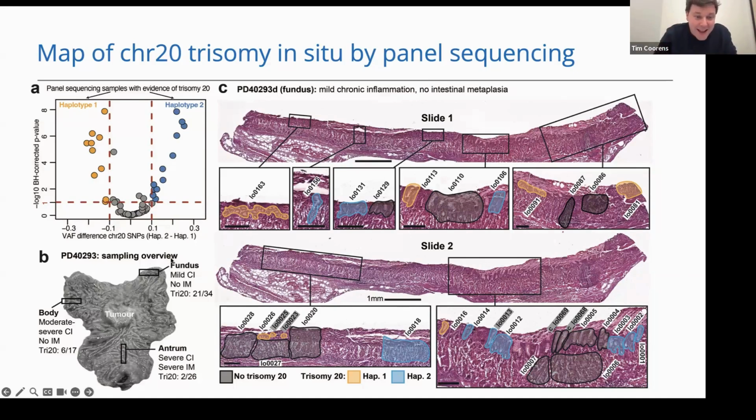The last thing I'll say before that is that here we had indeed three different regions of the stomach sampled, and you can see it's not confined to just the fundus, the top of the stomach in this case, but it's highly enriched in it, especially when compared to the antrum and the body of the stomach itself.